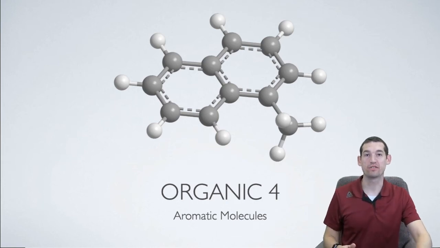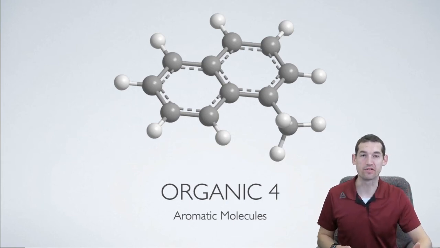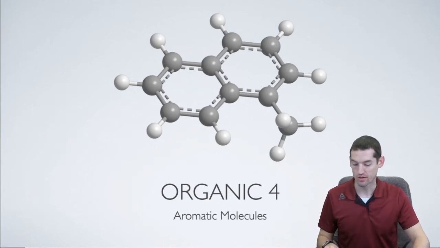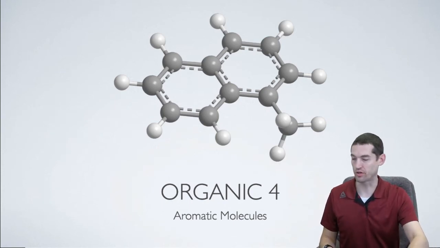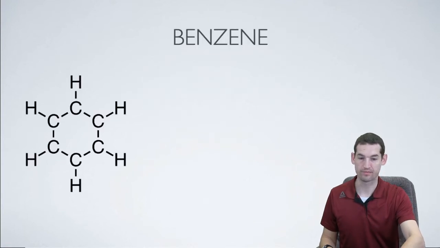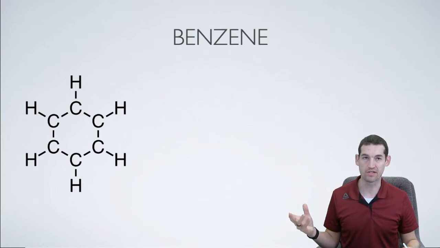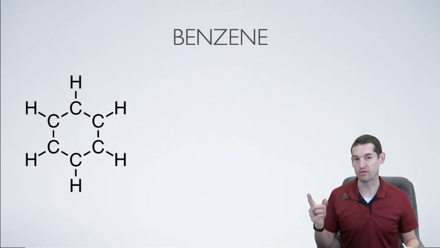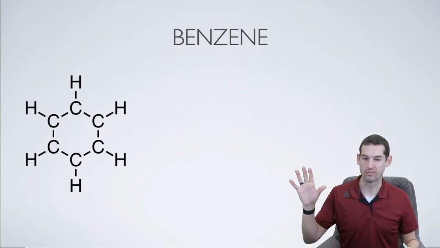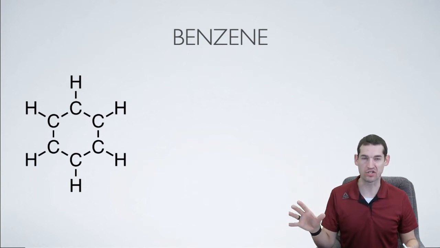Okay, now let's take a look at how you would name these aromatic molecules. Just as a quick reminder, benzene structurally might look something like this, although they would have to add in either the circle or the double ring. But that's the structure, C6H6.